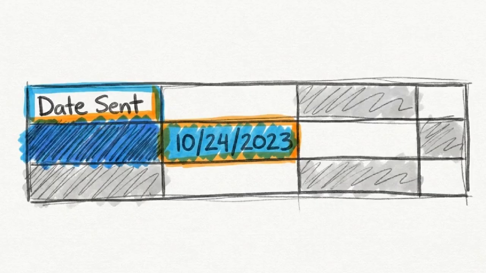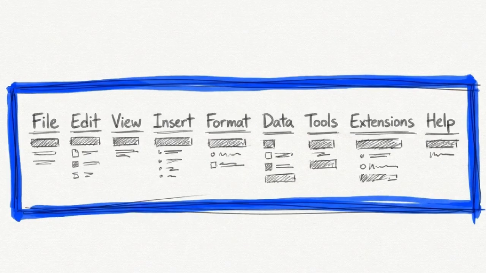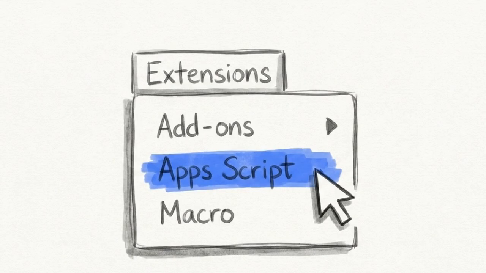This single row of data is all the background script needs. It will analyze that specific date to calculate exactly when your follow-up is due. To activate the script, turn your attention to the top menu bar. Click the Extensions drop-down menu, then click App Script. A new tab will open showing the code editor.